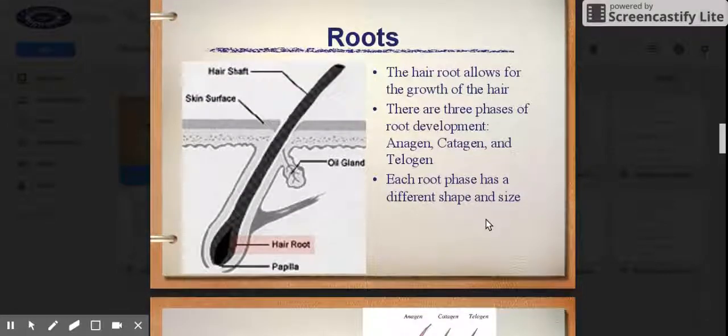Okay, so we want to move into the roots. Why do we want to talk about roots for forensic science? It's really important because the root of the hair changes shape based on the phase that your hair growth is in at that moment. And also another thing that's important for you to realize is that not every head of hair on your head is at the same growth stage.